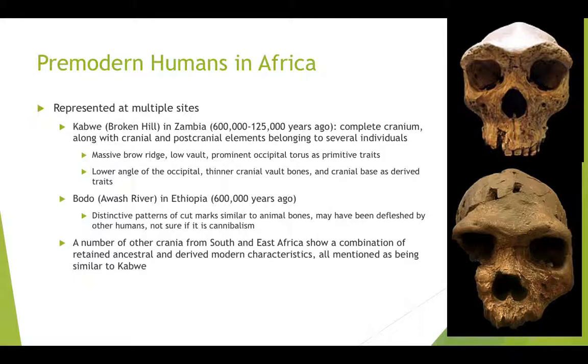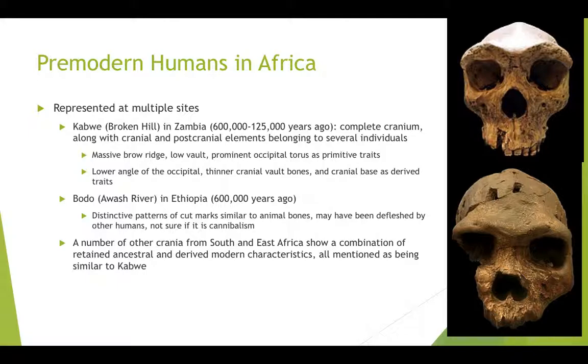They're represented at multiple sites across Africa. We've got a famous skull called the Kabwe skull that comes from a site also known as Broken Hill in Zambia that dates to between 600 and 125,000 years ago. The Kabwe skull has a complete cranium, along with other cranial elements and postcranial elements that belong to several individuals.